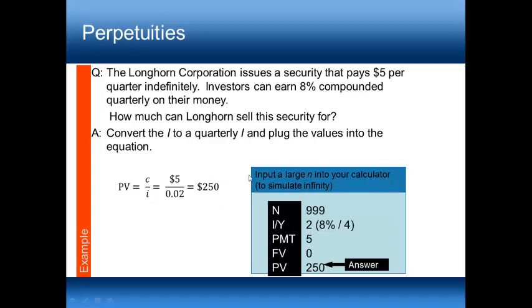Let's try the same example using the calculator. We're going to enter 999 in N. That's close enough to perpetuity for our example. So we're going to enter the variables N, 999, I/Y, 2, PMT, 5, and compute the present value. You should obtain 250.